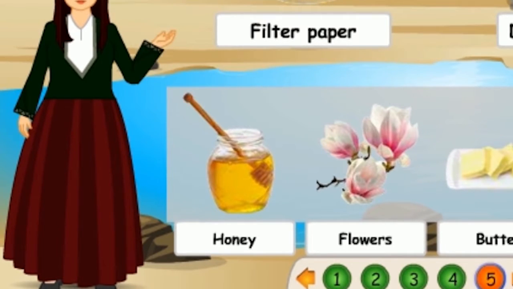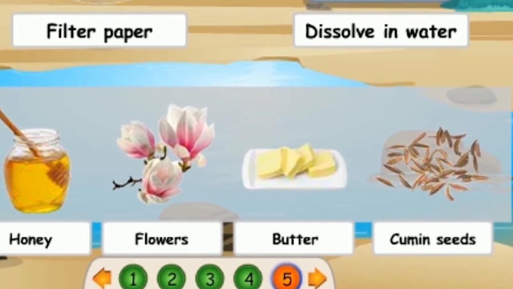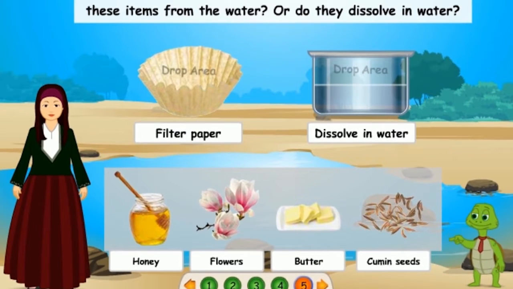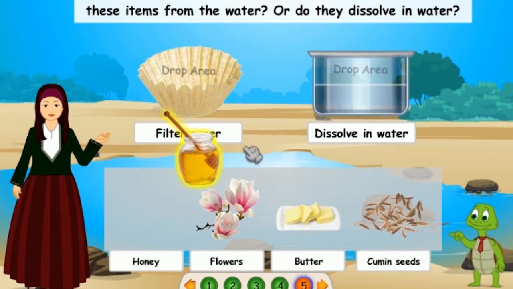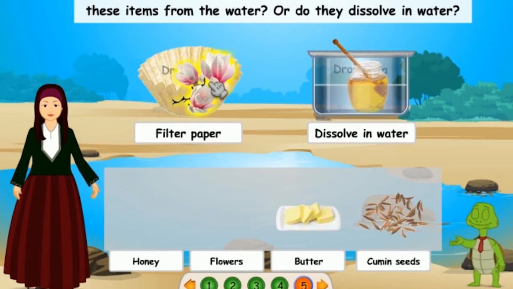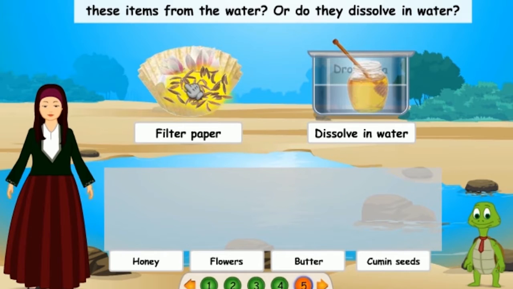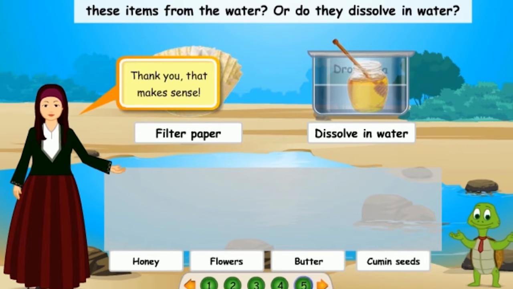Honey. Flowers. Butter. Cumin seeds. Honey, soluble. Flowers, insoluble. Butter, insoluble. Cumin seeds, insoluble. Well done. Thank you. That makes sense.